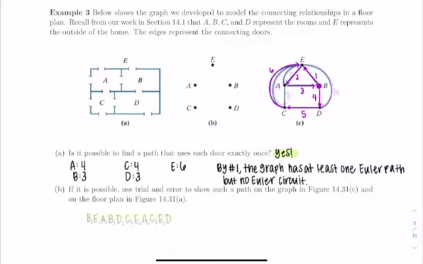From E, I'm going to go to A. From A, I'm going to go to C. From C, I'm going to go back out to E. And from E, I'm going to go to D.